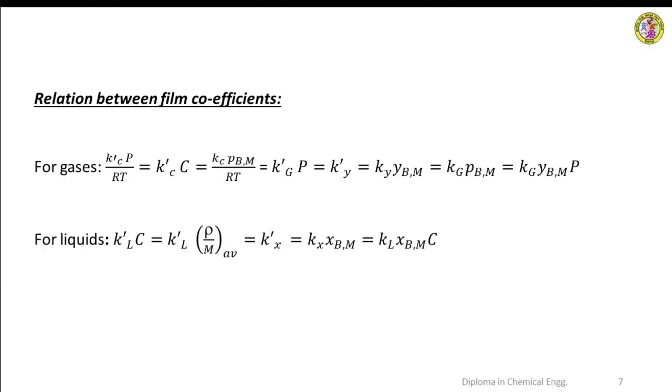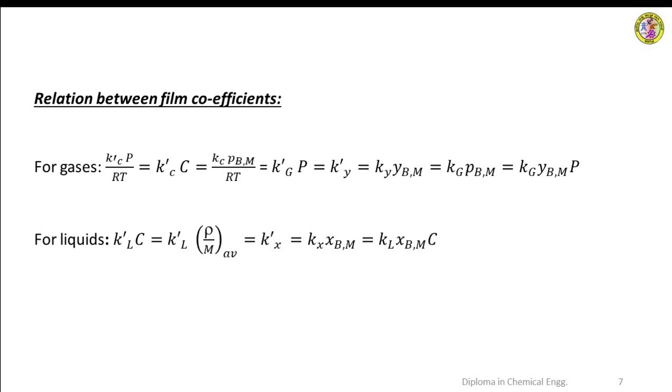Okay, so before we take up the overall coefficients, let us just understand there exists a relationship between all the individual mass transfer coefficients. This is the relationship that exists between the various coefficients for gases and for liquids. In case of gases, the relationship is like this: Kc dash into P divided by RT is equal to Kc dash into C. That equals Kc ppm by RT, that equals Kg dash P, that equals Ky dash, that equals Ky Ybm, that equals Kg ppm, that equals Kg into Ybm into P.